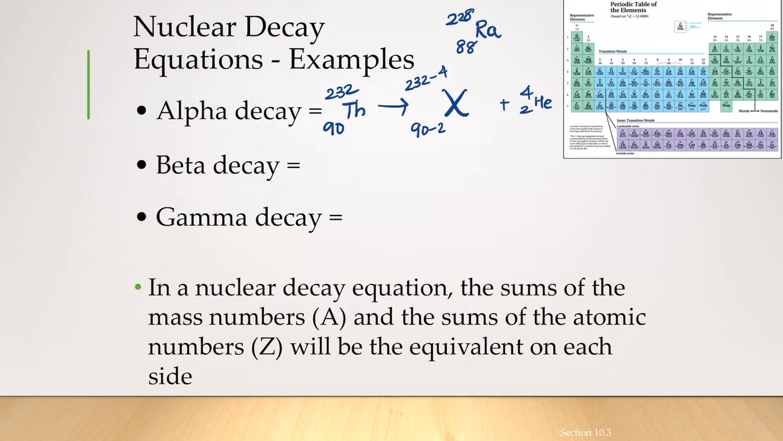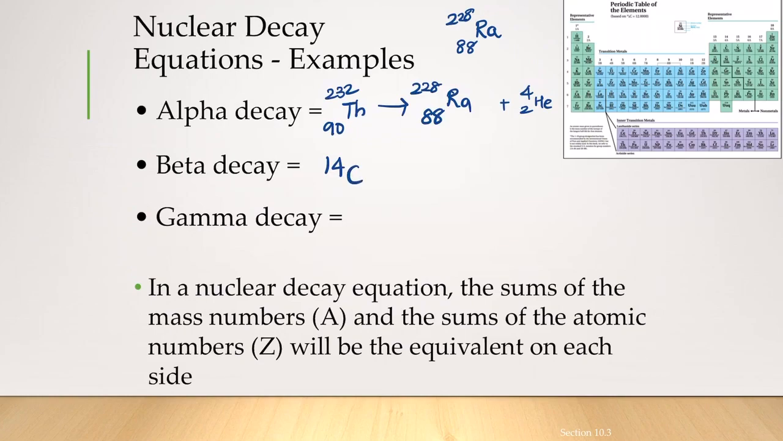So the balanced equation right here would be radium 228, 88. So this is the balanced equation. I think you should be able to do the beta decay now. Remember, you have to memorize the symbols, otherwise it's hard to do.